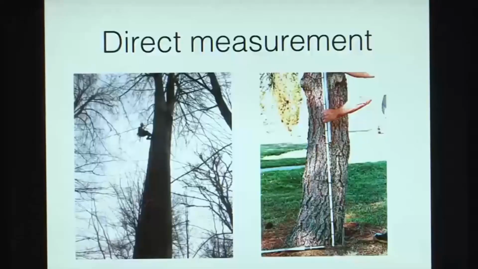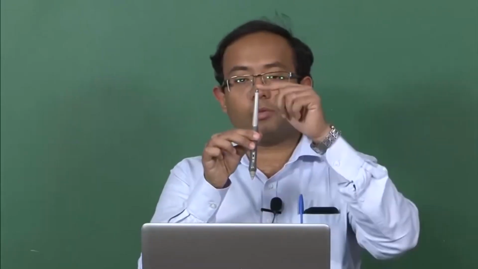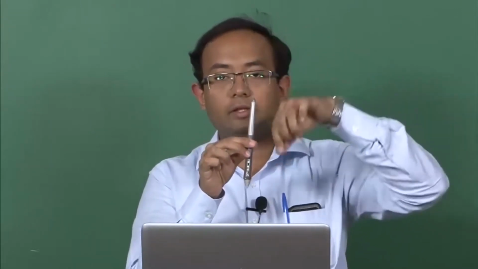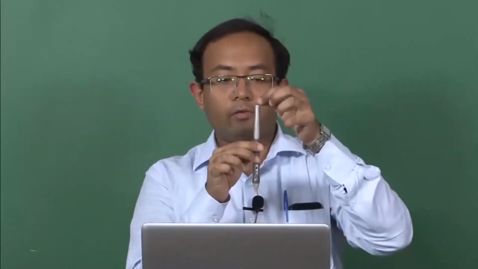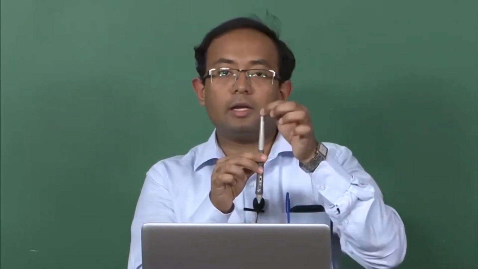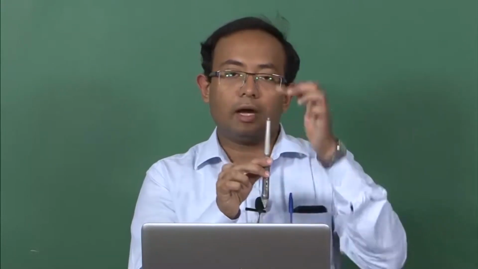This can be done in two ways. One, you could climb to the top of the tree, and when you have climbed to the top, you sit there and throw a string with, say, a stone attached to it. When that string comes down and is taut, the length of that string would be equal to the height of the tree. That would be called a direct measurement. Another way of direct measurement would be through the use of equipment.